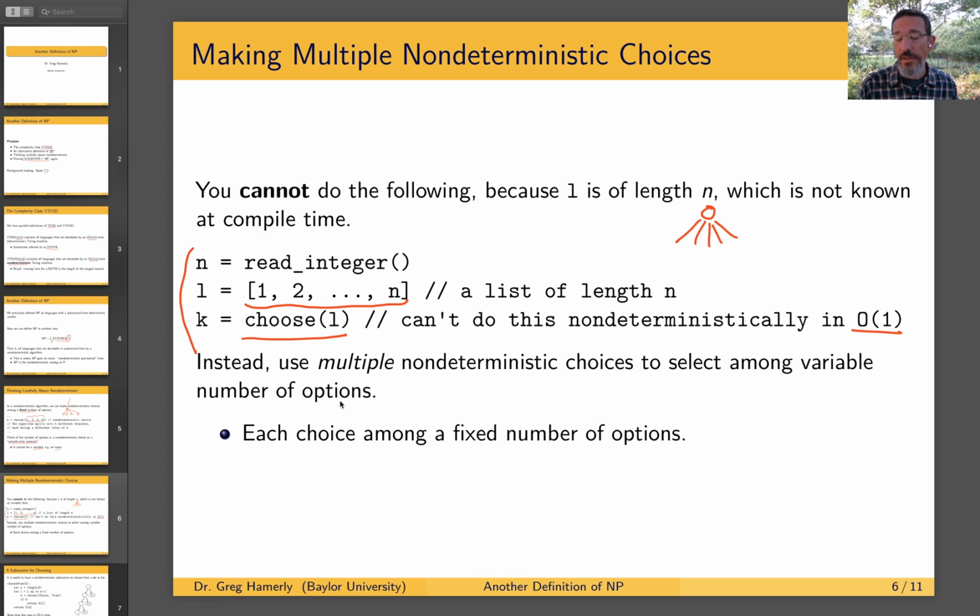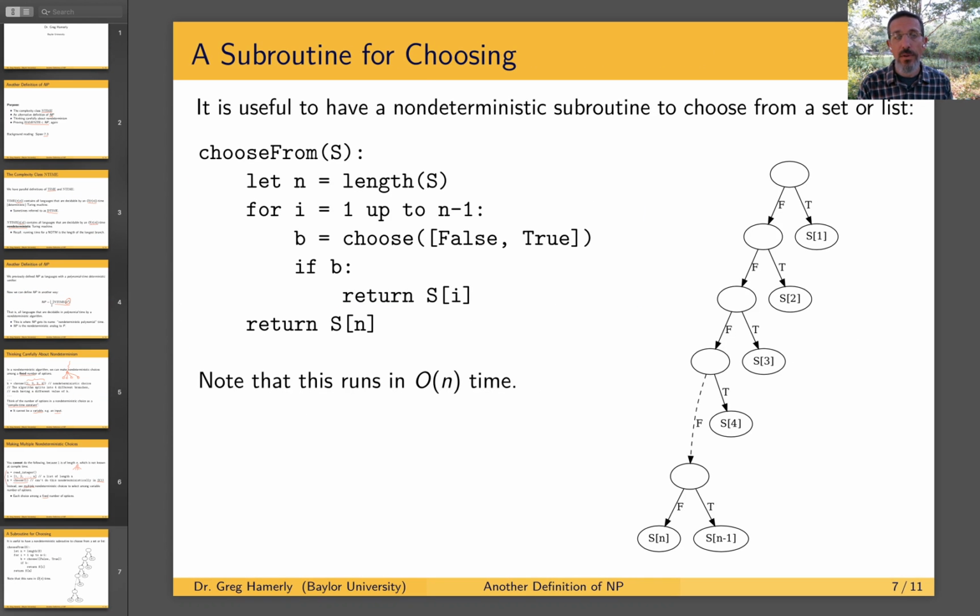This isn't to say that it's impossible to make a non-deterministic selection among a variable number of things. We can do that, and I'll show you how in just a second. The way we do that is to use multiple non-deterministic choices to select among a variable number of options. But every non-deterministic choice must be among a fixed number of options. So here's a way that we could do that.